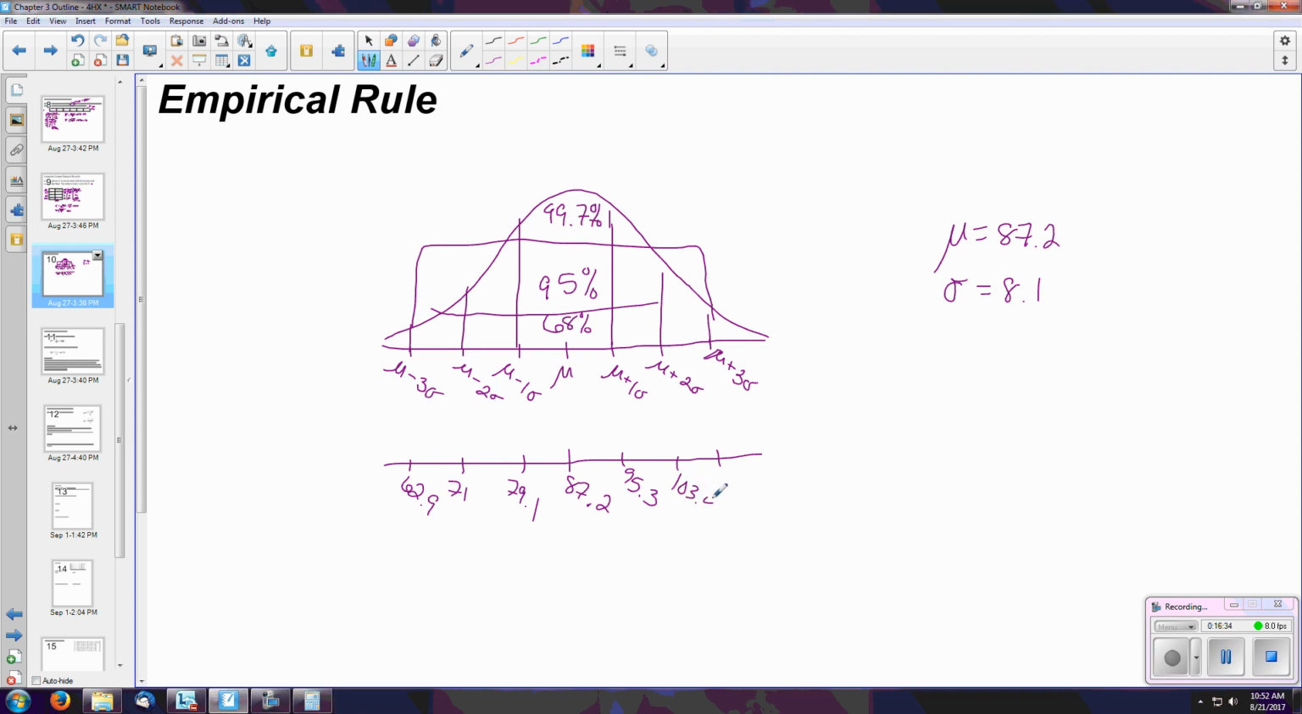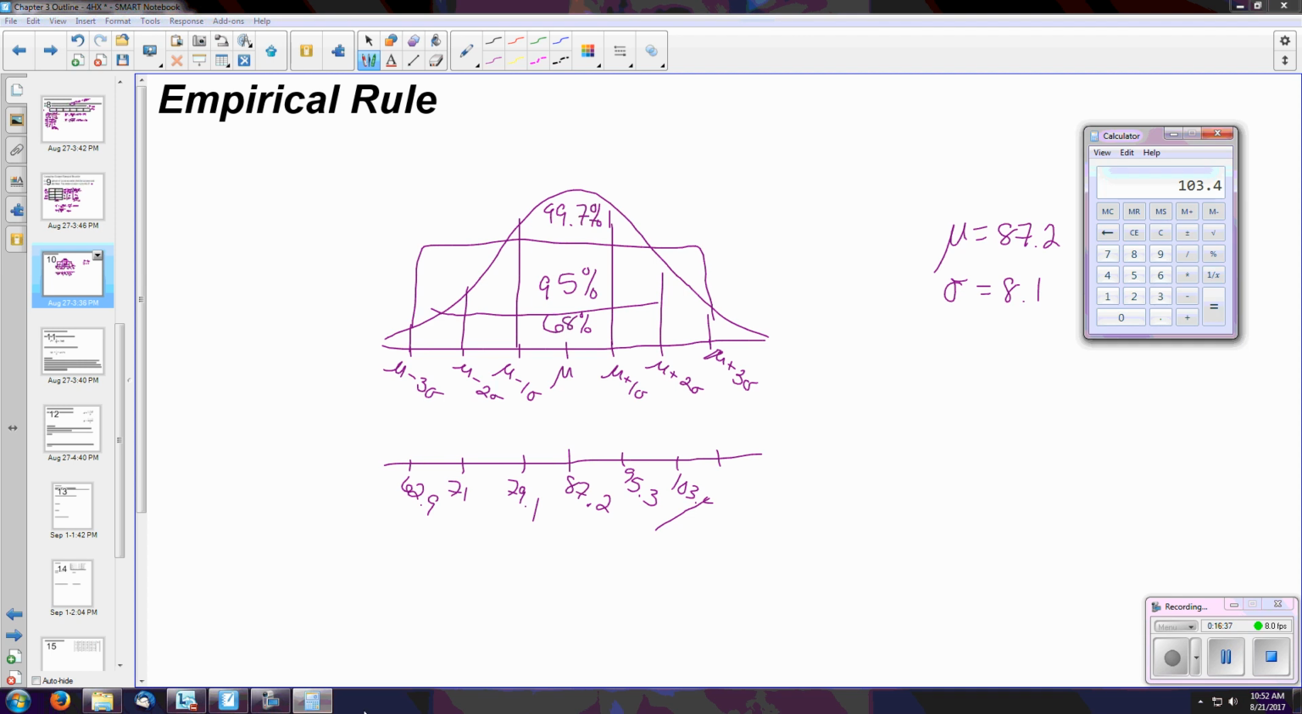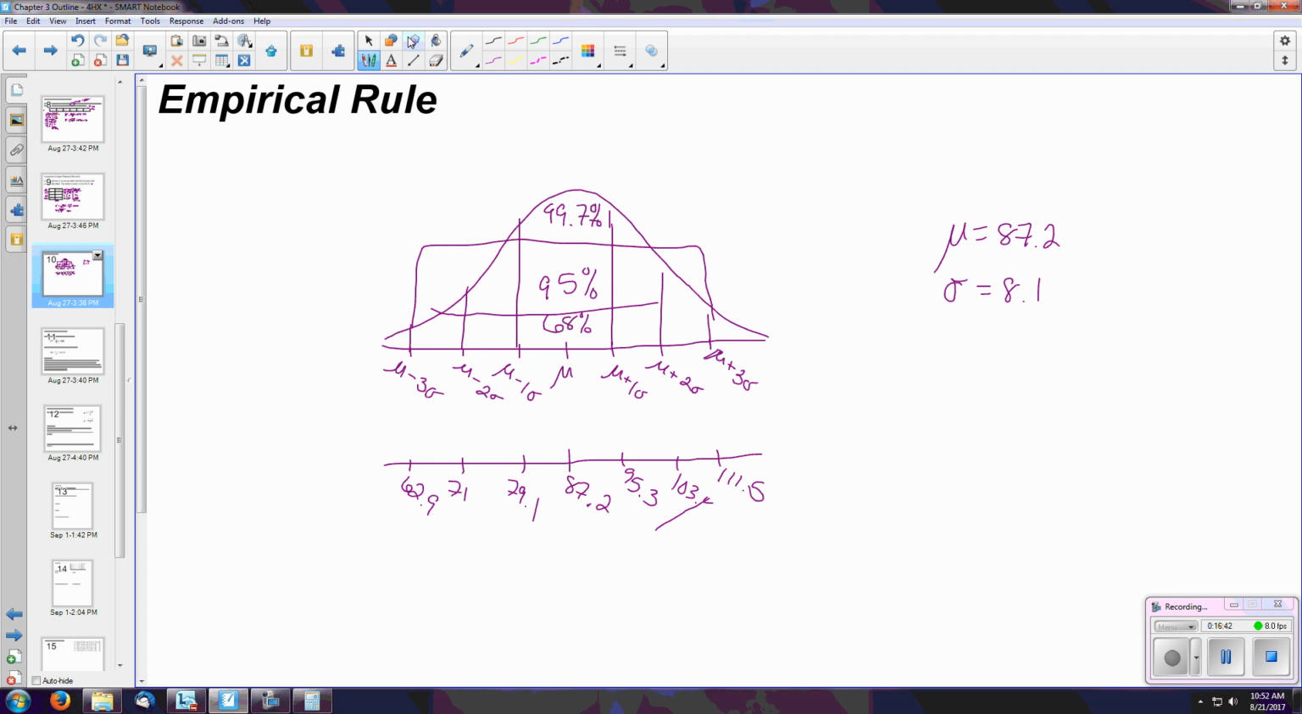103.4, and 111.5. Now, think about that for a second. We talked about common sense a lot today. So, in terms of this type of problem, we're saying that 68% of the class scored between a 79.1 and a 95.3 on the test. 95% of the class scored between a 91 and a 103.4, and then 99.7% between a 62.9 and a 111.5.